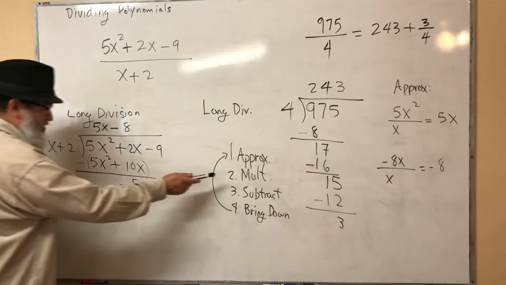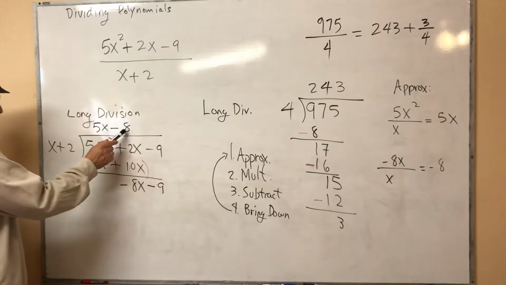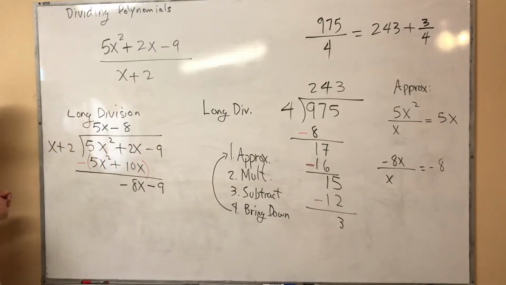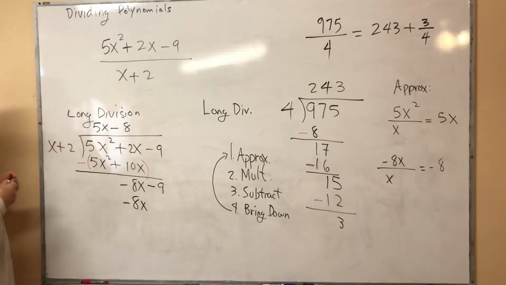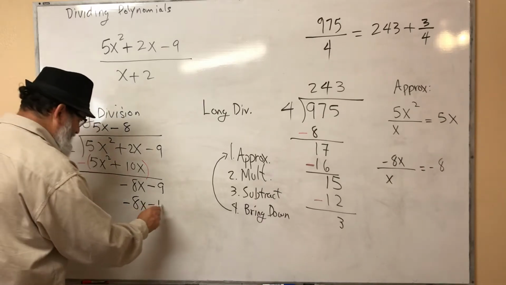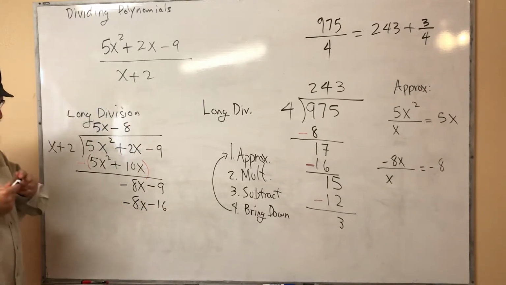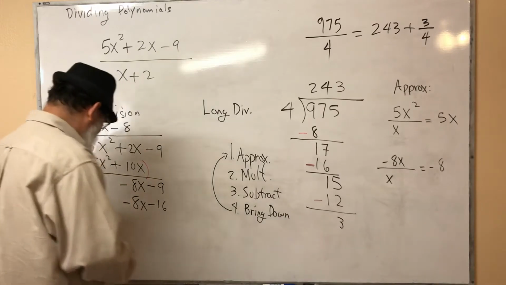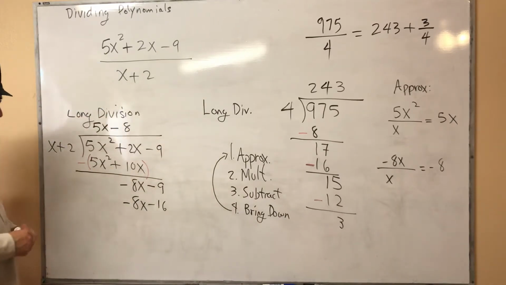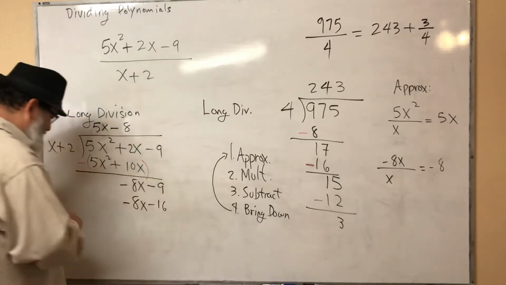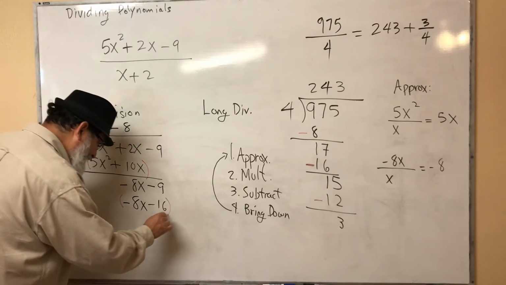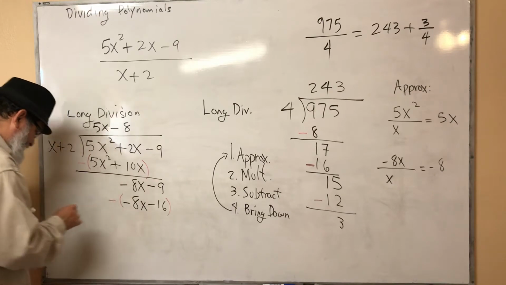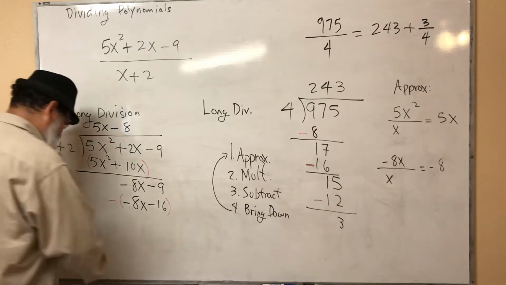Multiply. Step number 2. Negative 8 times x, negative 8x. Negative 8 times 2, negative 16. That's your step number 2. Step number 3, subtract. Gotta subtract all of it. Put a negative in front. You better use parentheses.